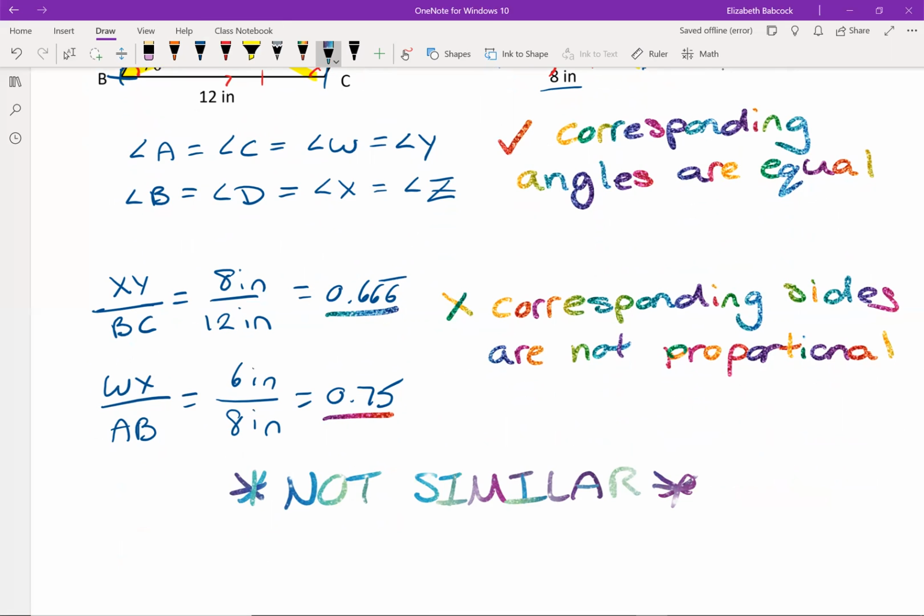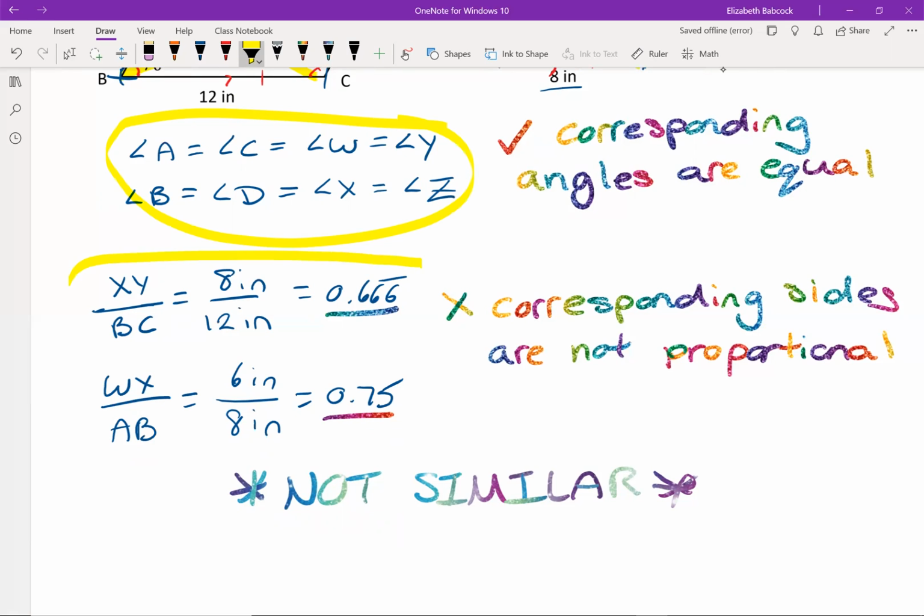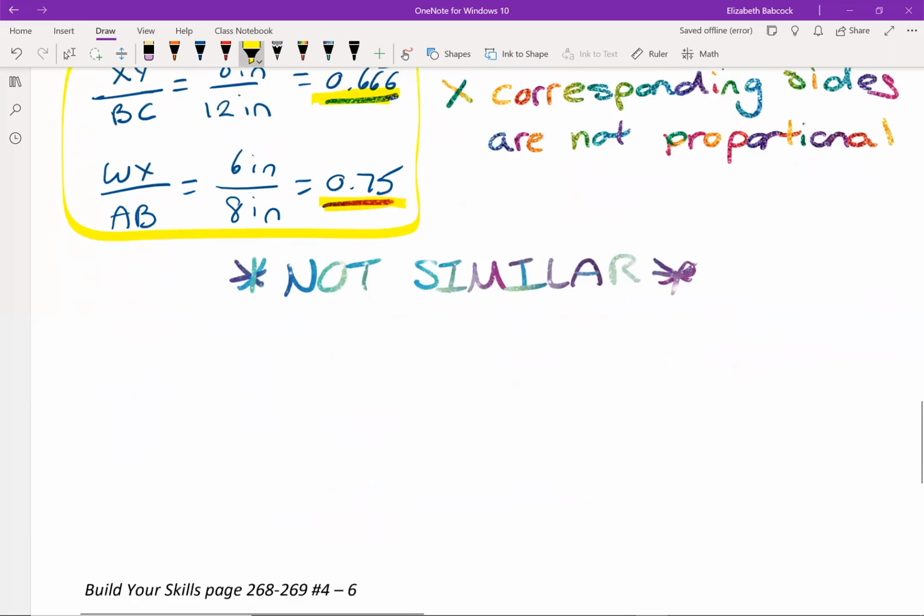So we showed that all of the angles are equal. So we fit that criteria, and that's usually the easiest one to start with. And then we showed that the sides are not proportional because we didn't get the same number. 0.66 repeating and 0.75 are not equal. Okay, these are two properties to remember when you are working through.